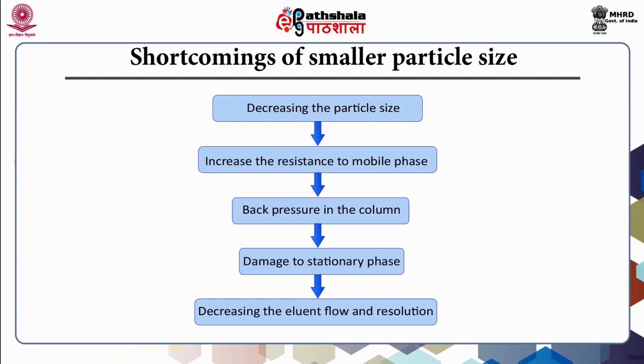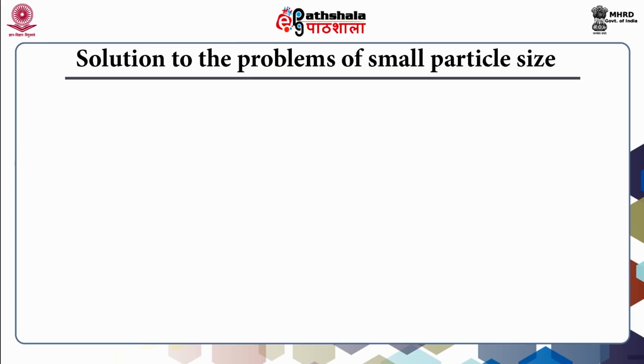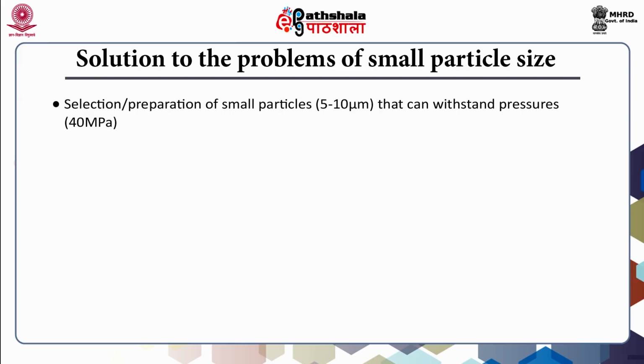So, what are the solutions for these shortcomings? In the next slide, we will see the solution for these shortcomings. The main solution to such problems due to small particle size is to select or prepare small particles that can withstand the pressures of at least 40 megapascals or high pressures. And another solution is the requirement of high pressure to increase the flow rate. So, basically we need small particles that can withstand the pressure, and another requirement is we need an instrument which can produce high pressure to increase the flow rate.